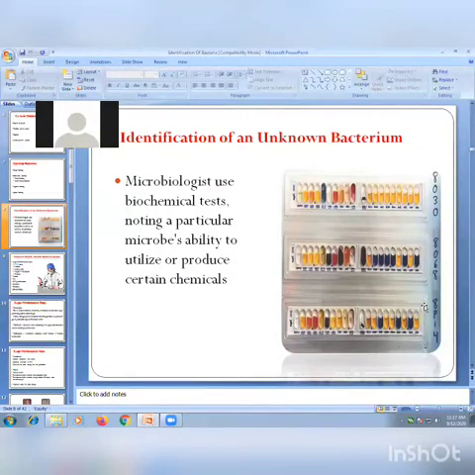Now the most important is the identification of an unknown bacterium. For that identification, as I already told you, we always depend on the study of biochemical reactions. Without biochemical tests, it is not possible to identify the bacteria. Microbiologists use biochemical tests, noting a particular microbe's ability to utilize or produce certain chemicals.